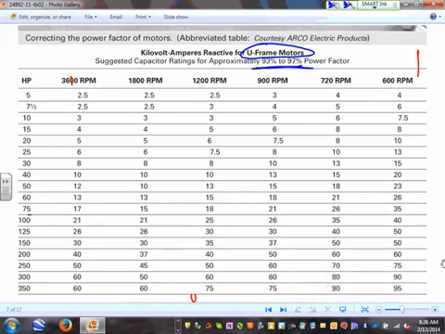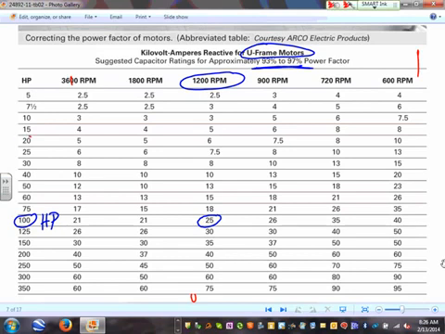This is for a 480 system. If I ask you, Adam, the 100 horsepower motor, and it's running at 1200 RPM, what's the size of the capacitor that you need to correct the power factor for this motor? No calculation needed. The size of the capacitor is right here, 25 kVAR. Everybody knows how to use this, guys? Very simple.